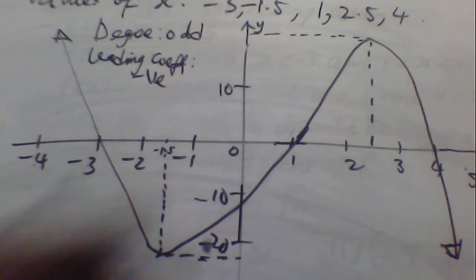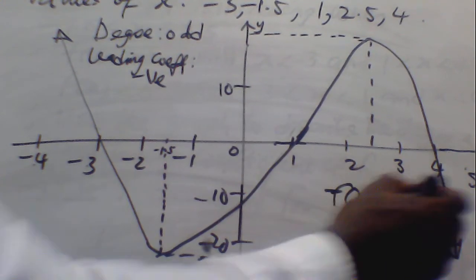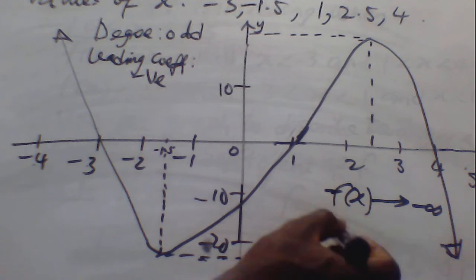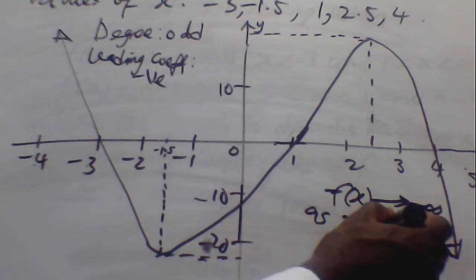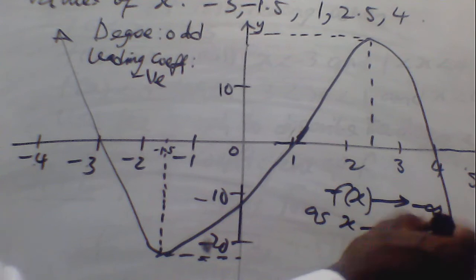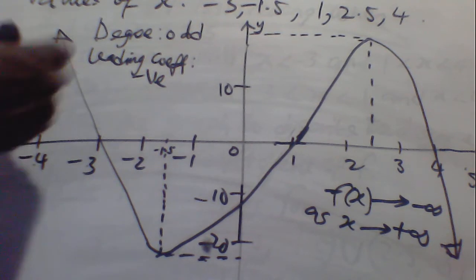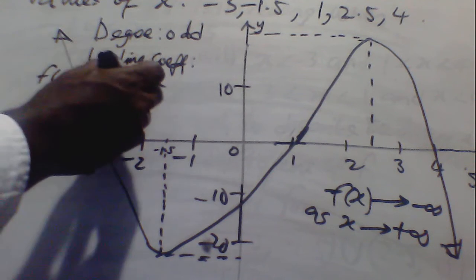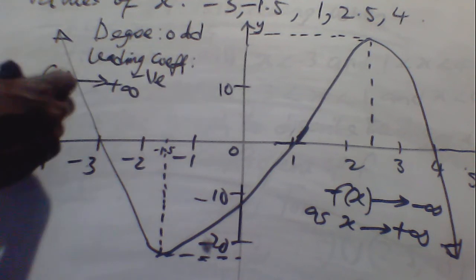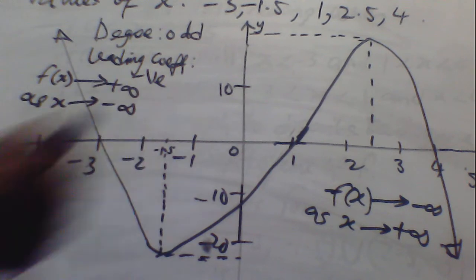For such reason, f of x, the function, will approach negative infinity as s approaches positive infinity. And at this point, f of x will approach positive infinity as s approaches negative infinity, because here.